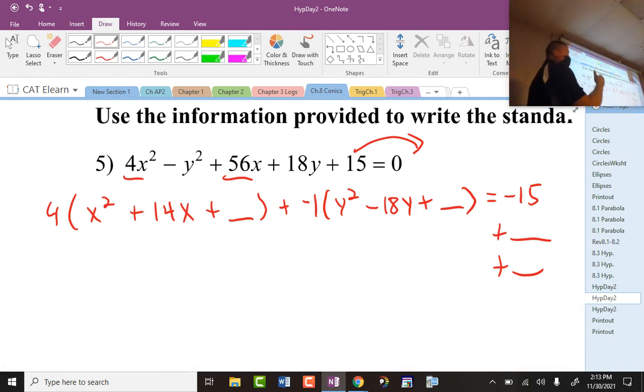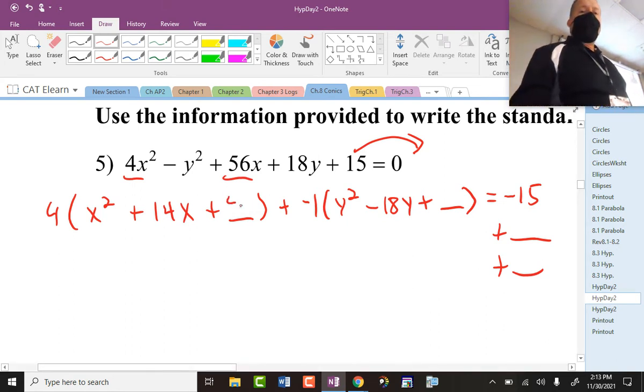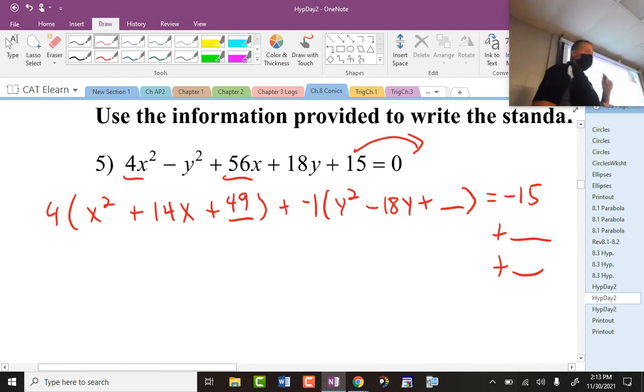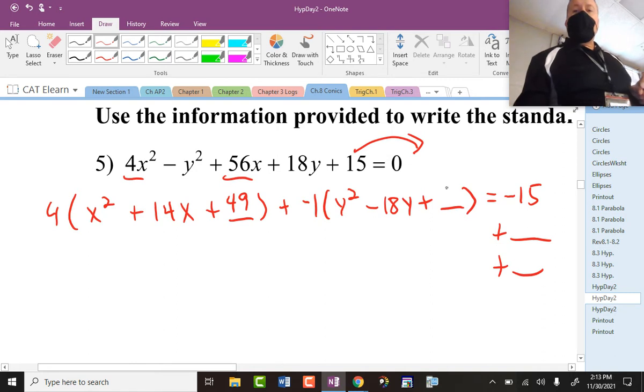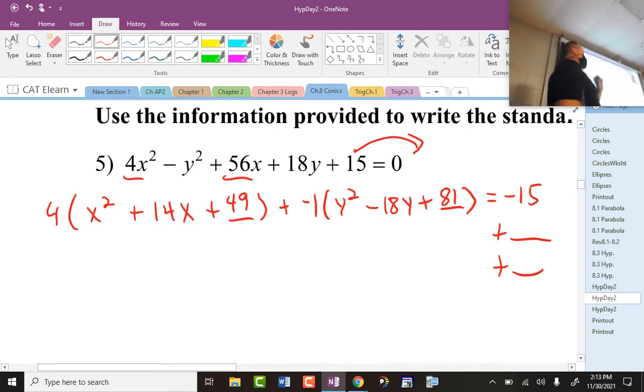And then I'm going to ask you to fill in the blanks. What's the first blank? 49. Nice. So you know what you're doing. Half of 14 is 7. 7 squared. Next. 81. Half of negative 18 is negative 9 squared. Nice. Careful. What is the next blank, or at least tell me what I'd have to do?